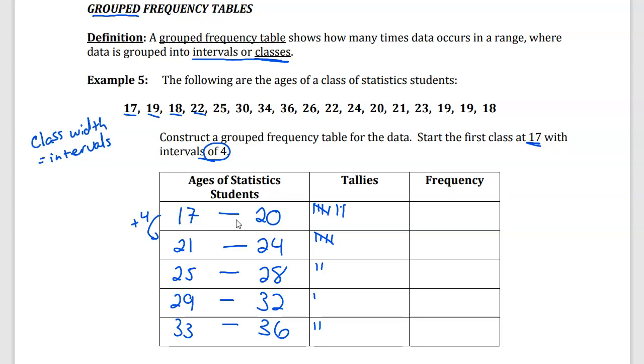You get 5, 6, 7. Then you have 5, 2, 1, and 2. And this is a grouped frequency distribution. You have put these ages into groups, is what you've done. And you've counted up how many of these students are in each group based on their age.